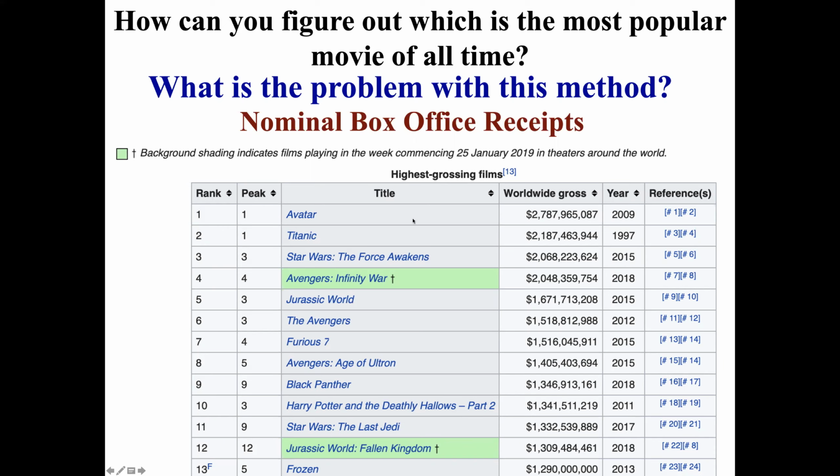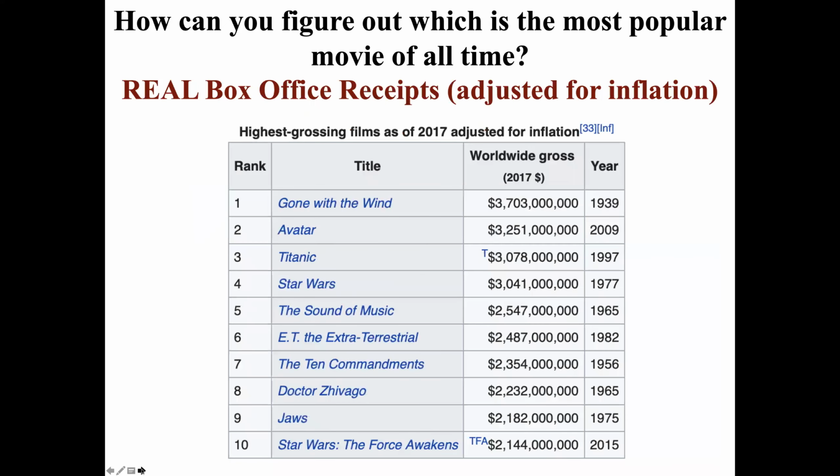And that's just looking at nominal box office receipts. What's the problem with doing that? This is going to bias more recent movies because it's more expensive to go to a movie today than it was 20 years ago or 50 years ago. So if we adjust for inflation, then we can look at the most popular movies a little bit more objectively, right?